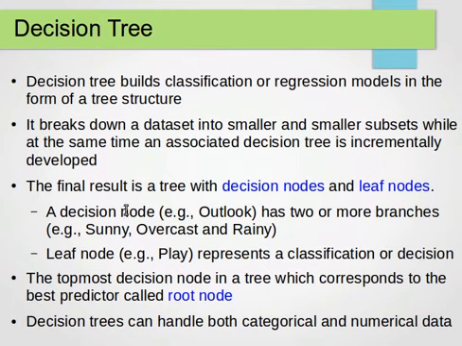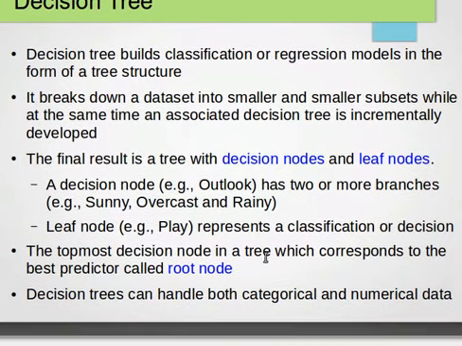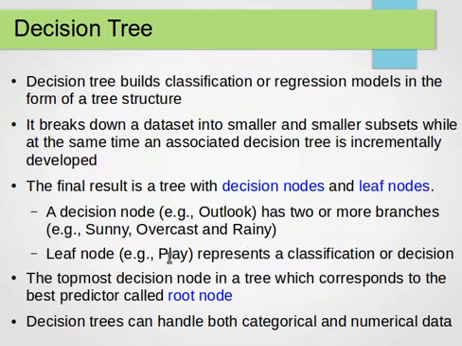A decision node, for example, if you remember our weather data set, can be the outlook. It can have two or more branches. For outlook, for example, we have 3 branches. We can branch on sunny, overcast, and rainy. A leaf node, for example, to play or not to play, represents a classification or a decision. A leaf node has no branches, we only have a class or classes there. The topmost decision node in a tree, which corresponds to the best predictor, is called the root node.